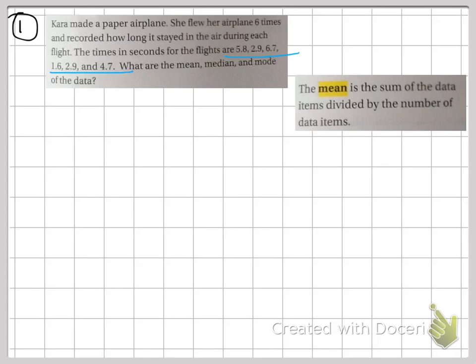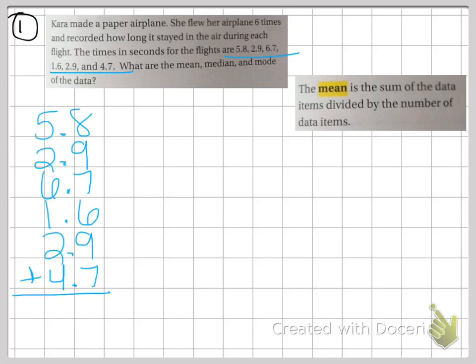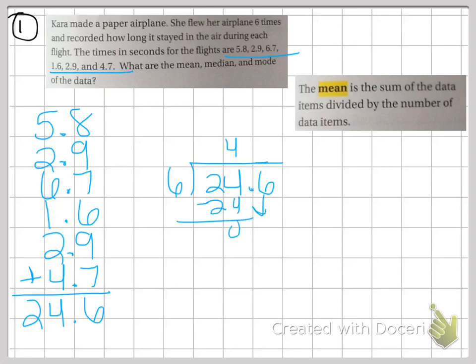So again, let's add them all up and divide by how many values we added. You can break that up into different ways to find the sum. Once you do, you should get a sum of 24.6. And we're going to divide that by how many values we have, which is 6 in this case. That's 4. So our average, or our mean time, is 4.1 seconds.